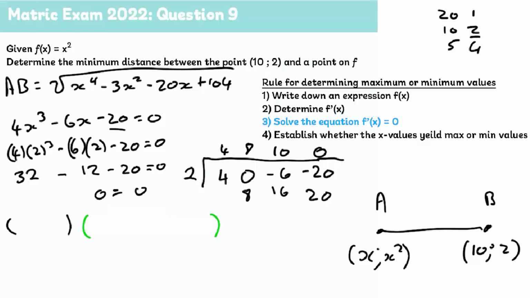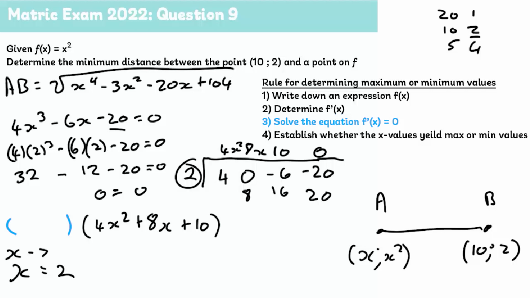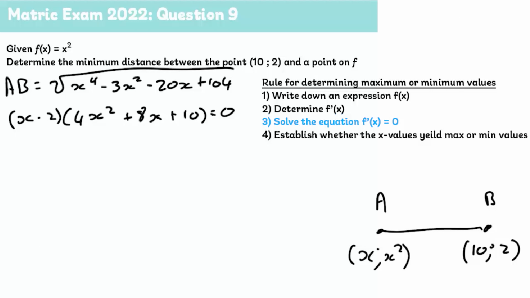This side is easier because what we have over here now is 4x squared plus 8x plus 10. And basically what you'll see is this is x squared, that's x, and that's 10. On this side, however, we know that x is equal to 2. Therefore, if you go one step back, it'll be x minus 2 is equal to 0. Therefore, in this bracket, x is equal to 2. And that's the factor. Therefore, x will equal 2.